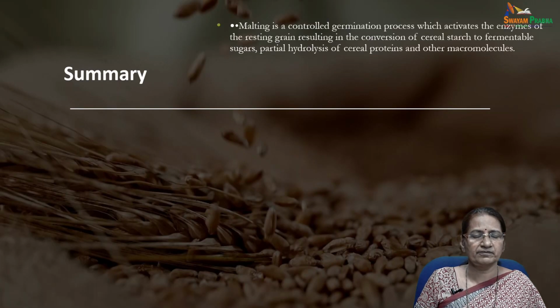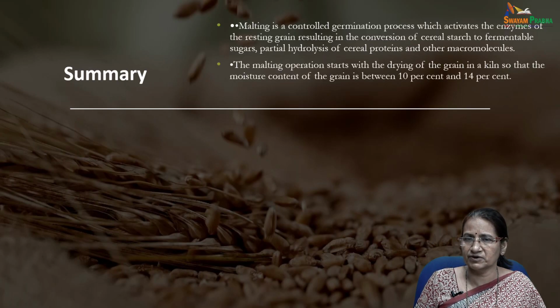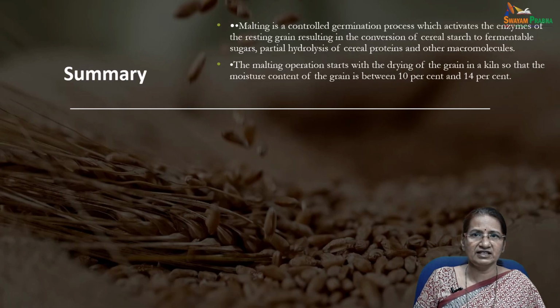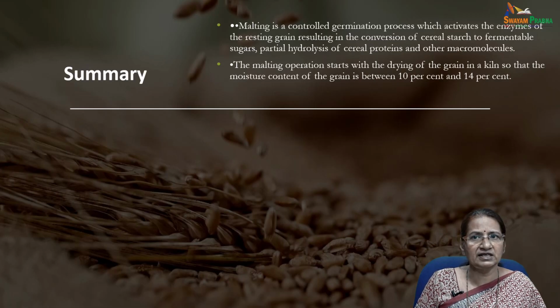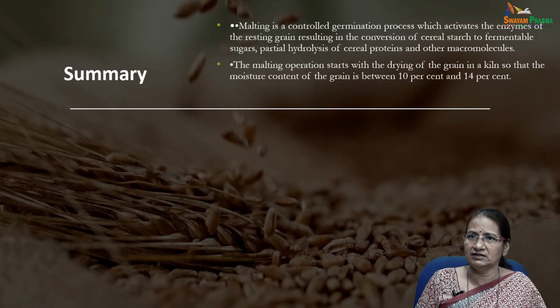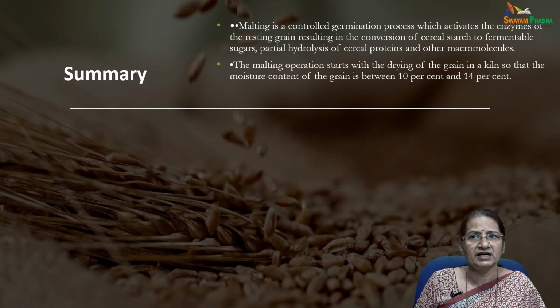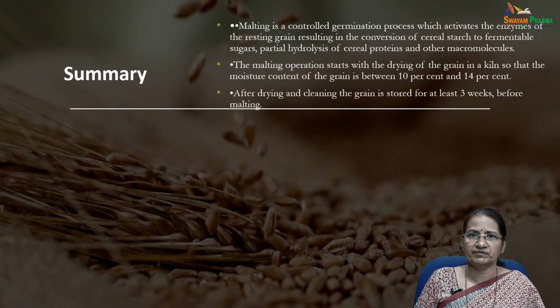So, let us summarize. Malting is a controlled germination process which activates the enzymes of the resting grain, resulting in the conversion of cereal starch to fermentable sugars, partial hydrolysis of cereal proteins and other macromolecules. The malting operation starts with the drying of the grain in a kiln so that the moisture content of the grain is between 10% to 14%. After drying and cleaning, the grain is stored for at least 3 weeks before malting.